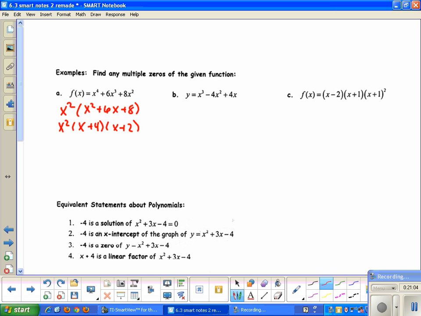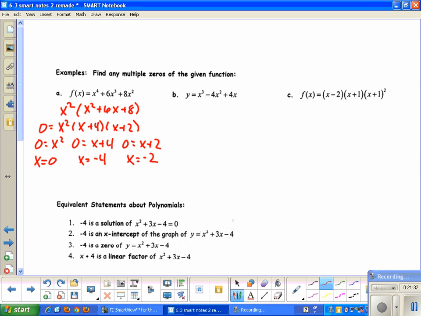If I want to look at my zeros, remember you set the equation equal to 0, so you would have 0 equals x squared, 0 equals x plus 4, and 0 equals x plus 2. So when you solve, you take the square root of both sides for the first one. Square root of 0 is just 0, so plus or minus 0 doesn't change anything, so x is equal to 0 here. Here, x is equal to negative 4. And here, x is equal to negative 2.